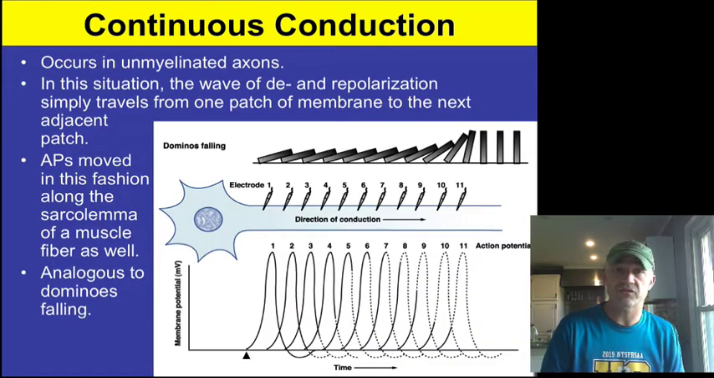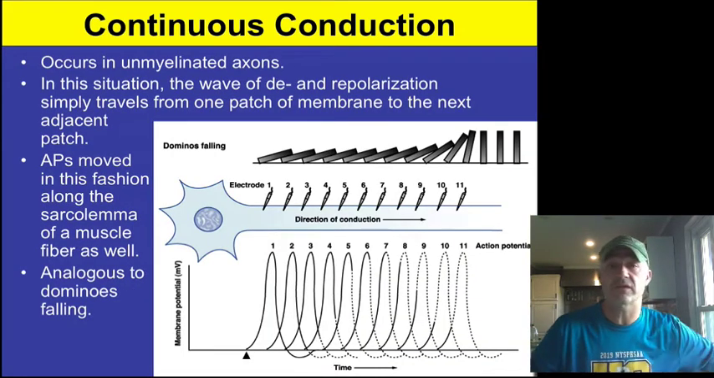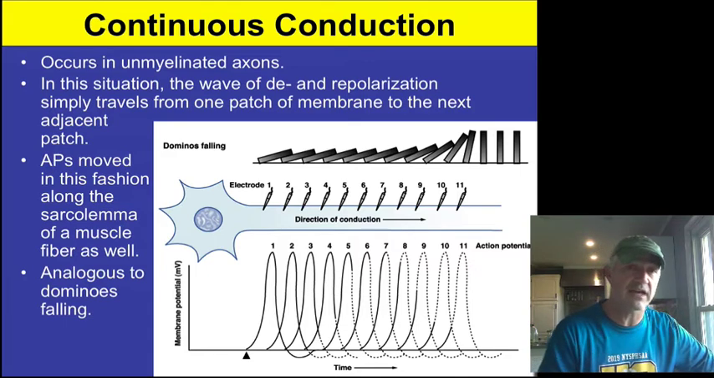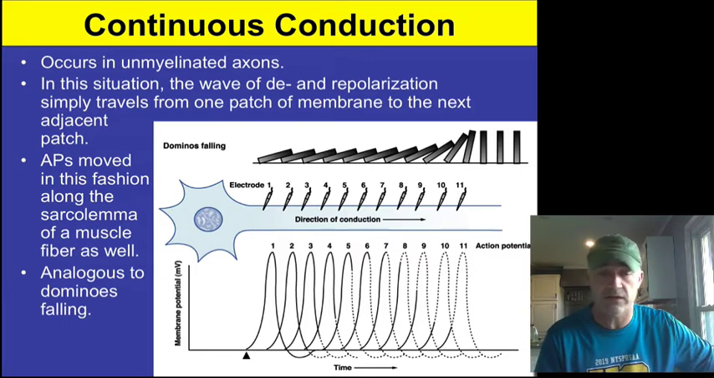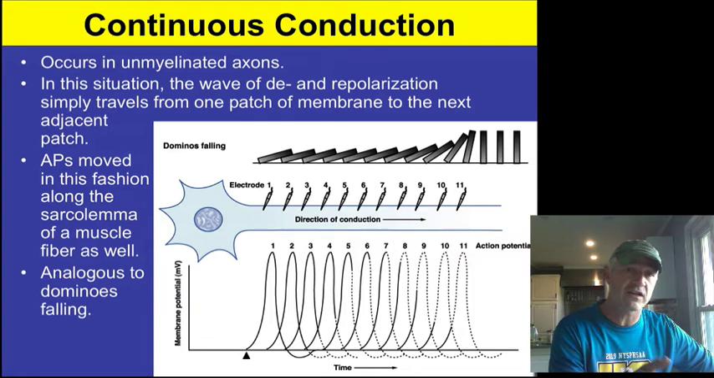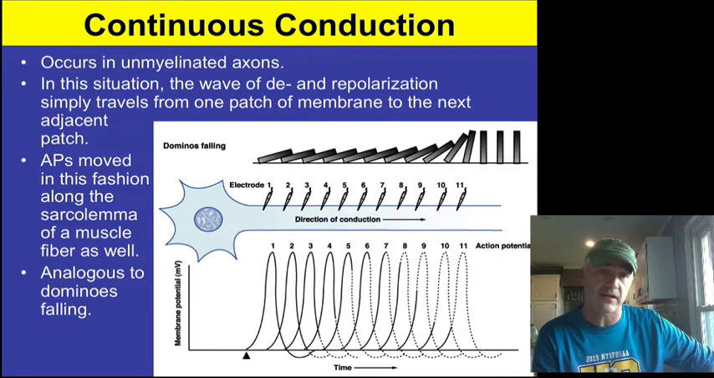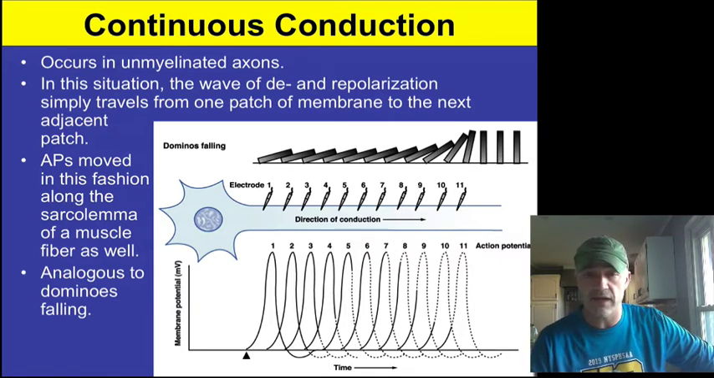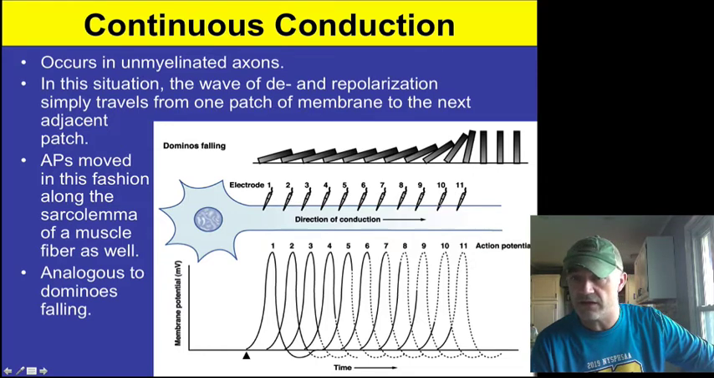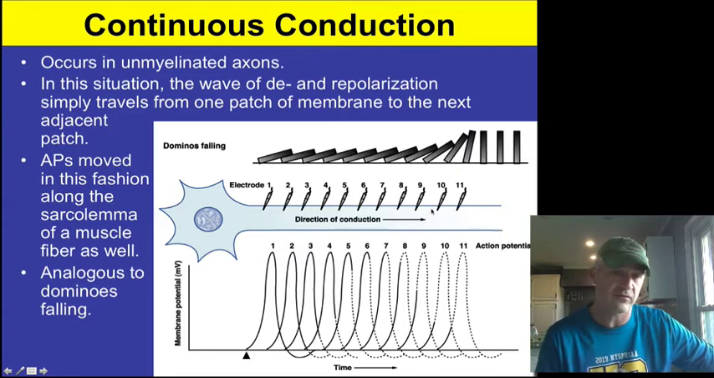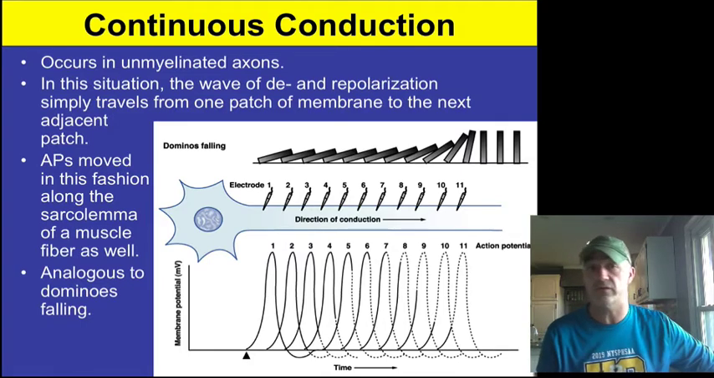Continuous conduction is very similar to the analogies we've been using all along. When you trip the first domino, it knocks over the next one, and the next one. When you open one voltage-gated channel, it opens the membrane next to it, and the next. If you had electrodes all along here, you would see this change in every piece of membrane it travels through. Anywhere you had an electrode, you would see the same depolarization and repolarization.